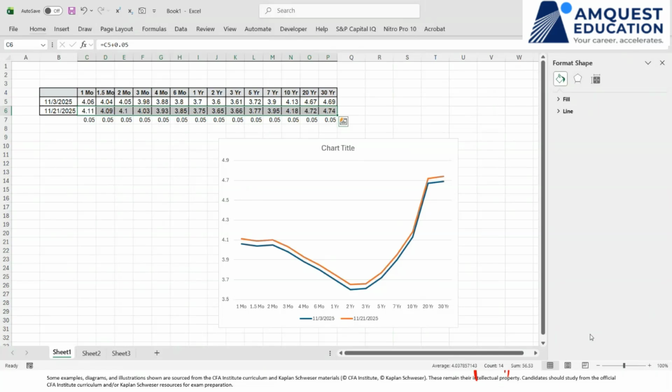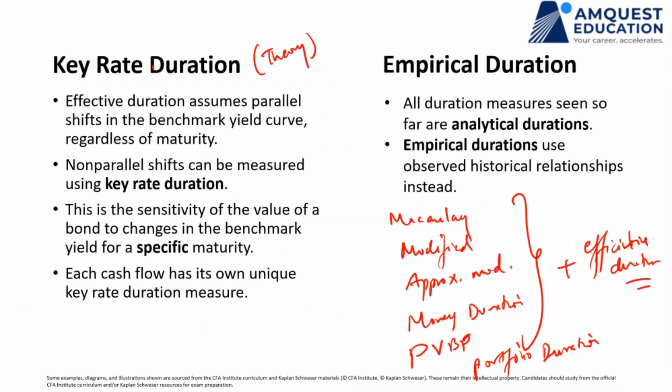But in reality, the shift is seldom parallel. There is a possibility that the curves show non-parallel movement, which means every yield changes by a different amount. So if yields are changing by different amounts, you cannot always say that effective duration is the best, because effective duration assumes parallel shifts. This is where we need key rate duration. Key rate duration helps you measure non-parallel shifts from a duration perspective.